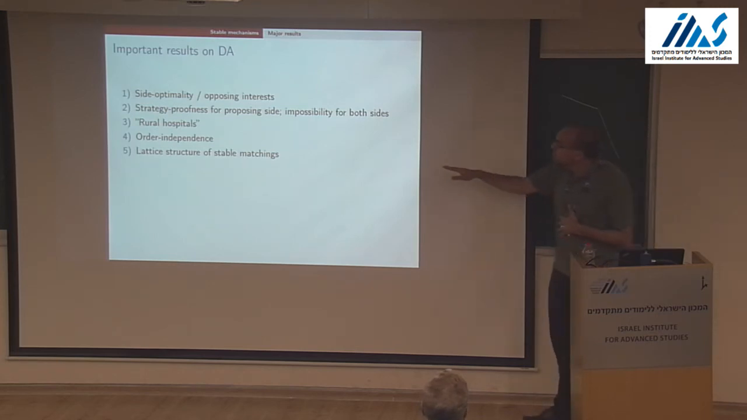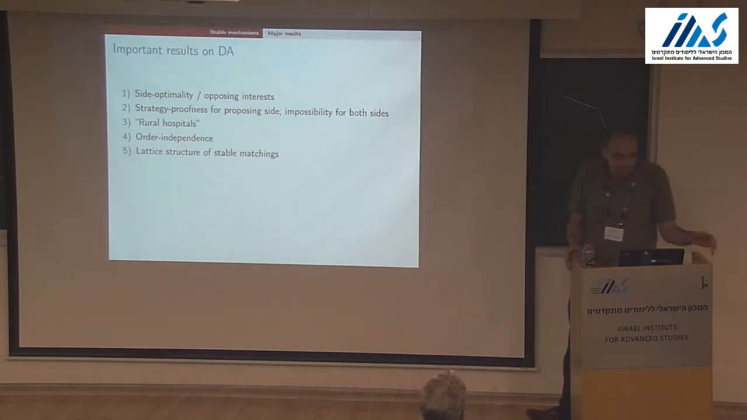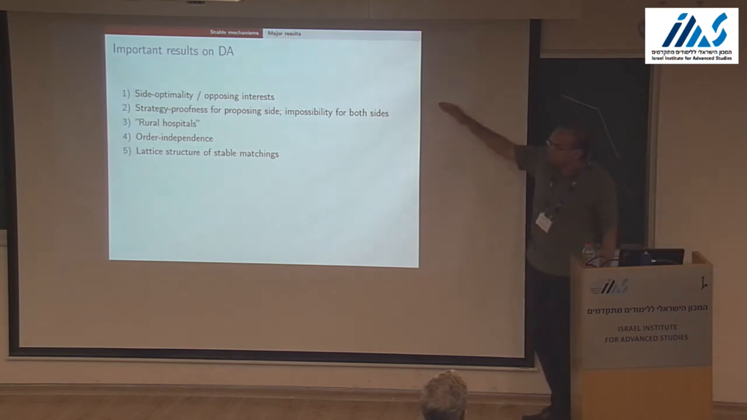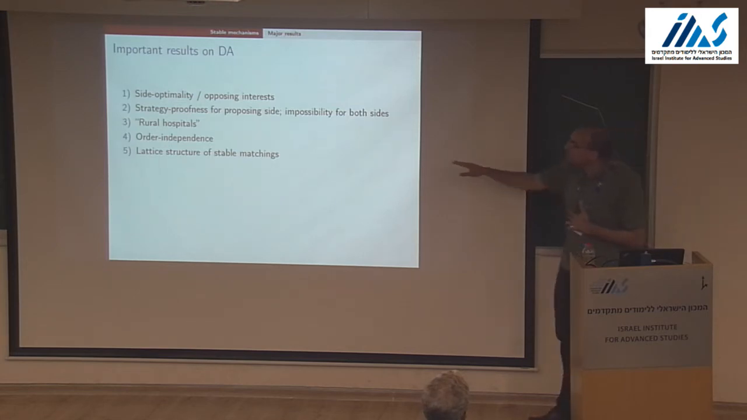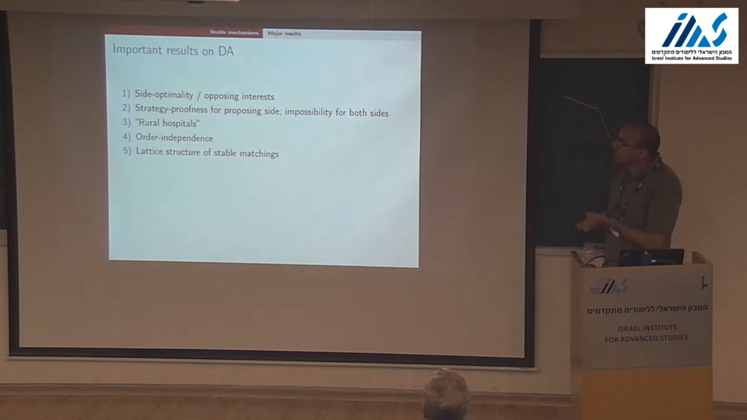And this is an important result for two reasons, I think. The first is it illustrates this opposing interests idea yet again, right? So I can construct a matching from two separate matchings by choosing what's better for one side. Okay, that's going to be a stable match. So there's some unanimity in terms of what one side wants, and what's good for one side is bad for the other side.